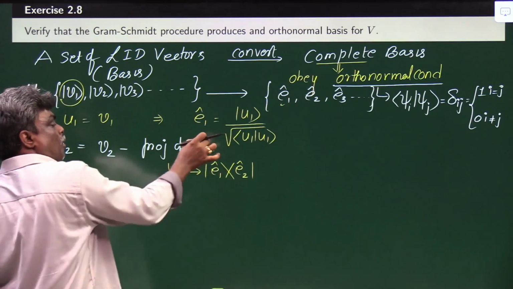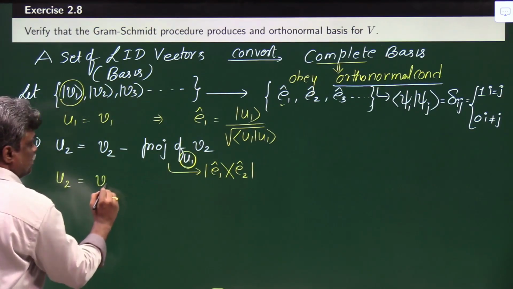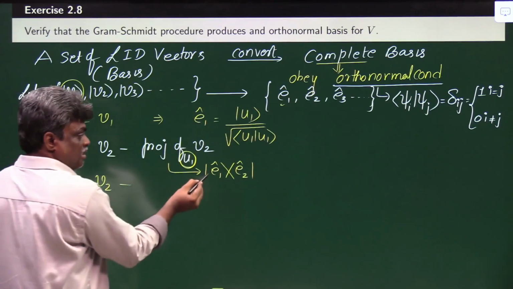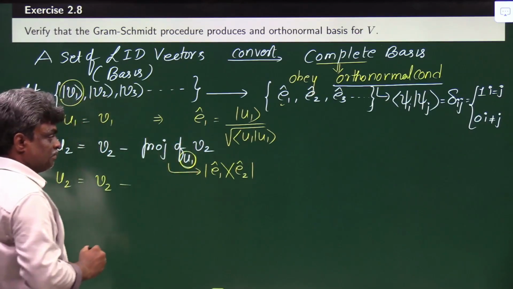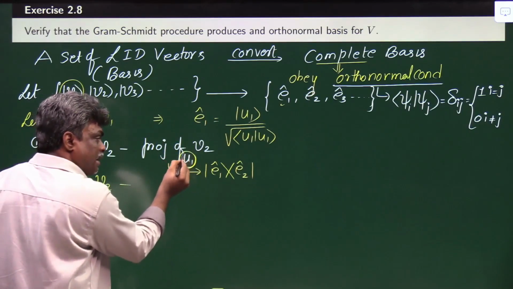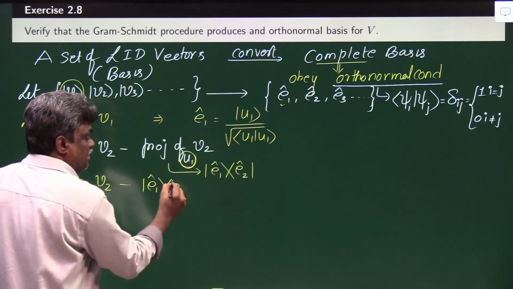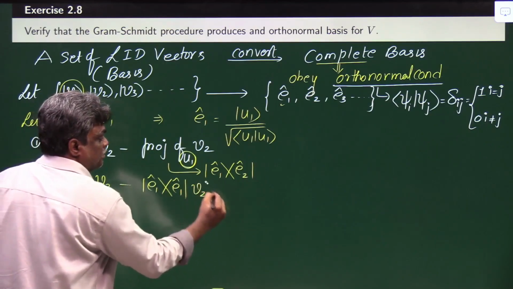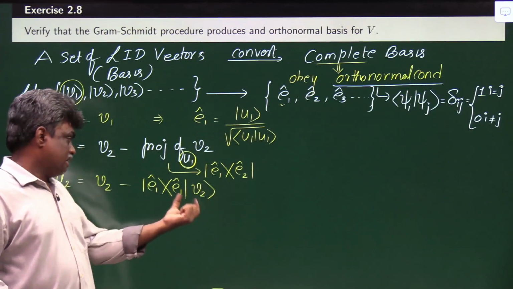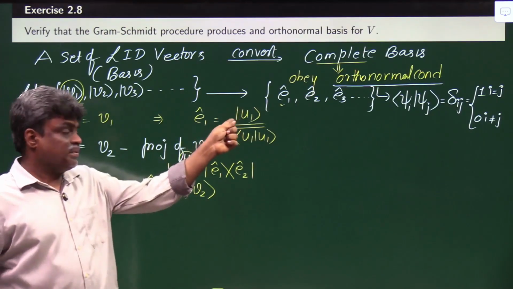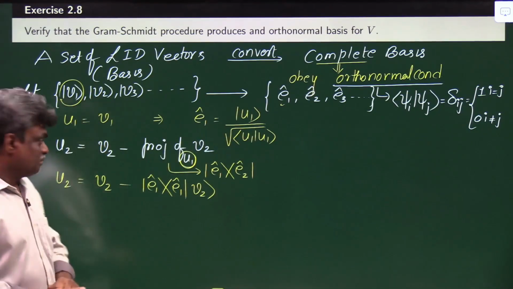So just take this and operate on V2, which is finally U2 equal to V2 minus, so one more time, projection of V2 over U1. That means take the projection operator corresponding to U1, E1 operates on V2. No need to get tension. Here you will get a scalar, and that scalar is multiplied with this E1, and you have to just subtract that from V2, second one.